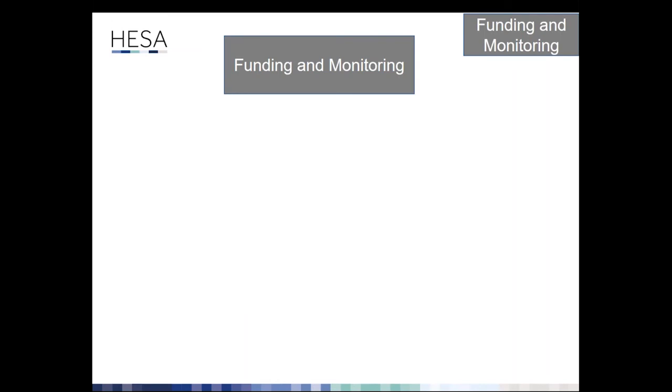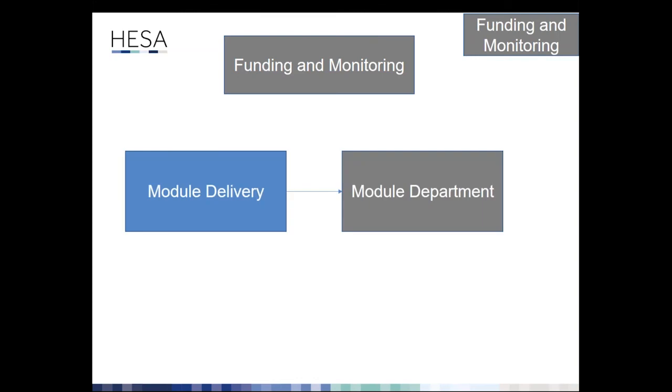We have mentioned module department that's associated with the module delivery, and this is where you record that cost center information with proportions. If there's more than one cost center associated, you would return that module department entity multiple times with a proportion of how much of that module delivery is associated with that particular cost center.